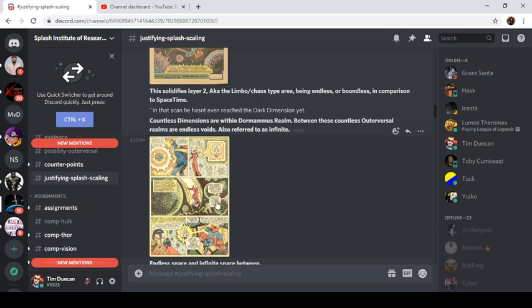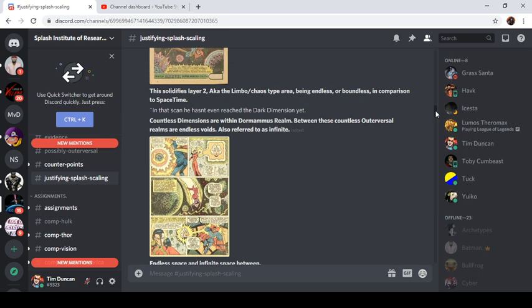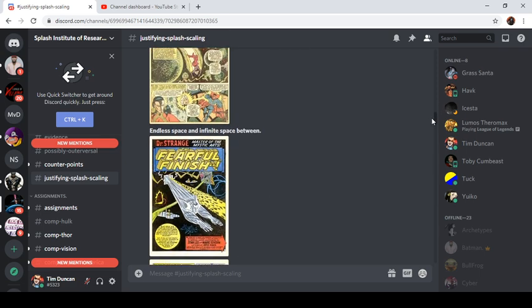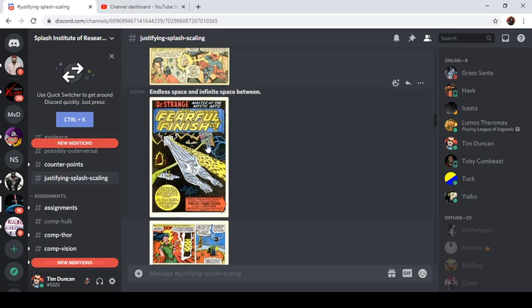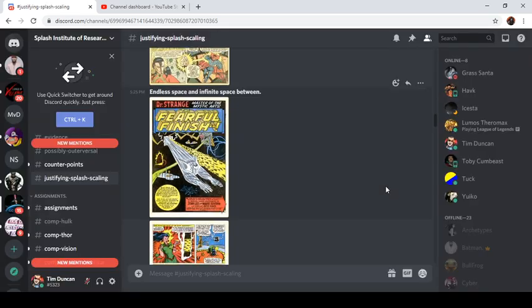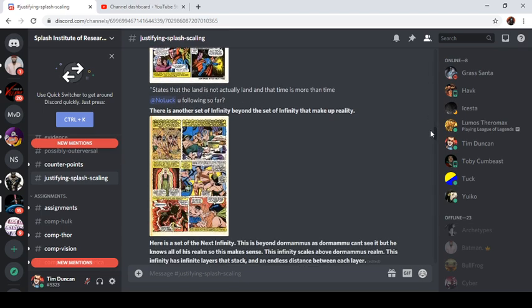We also find out that countless dimensions reside within Dormammu's realm. Between these countless outerversal realms are endless voids. They are also referred to as infinite. There is endless space and infinite distance in between each one. It's just constantly referred to as endless, no actual distance. Doctor Strange is still able to move in these areas. That's crazy. So there are already several layers into God tier at this point, just way beyond dimensions.